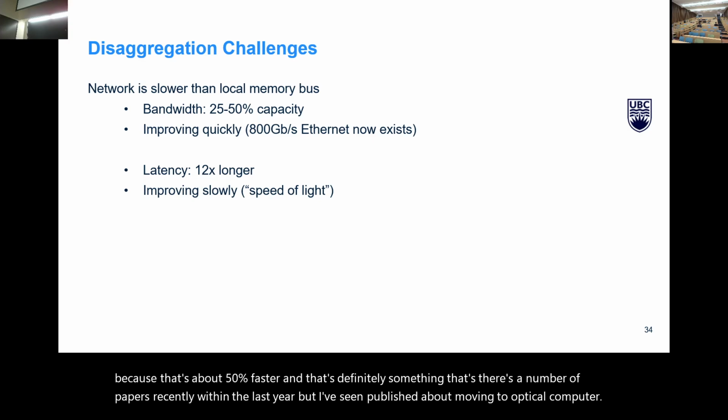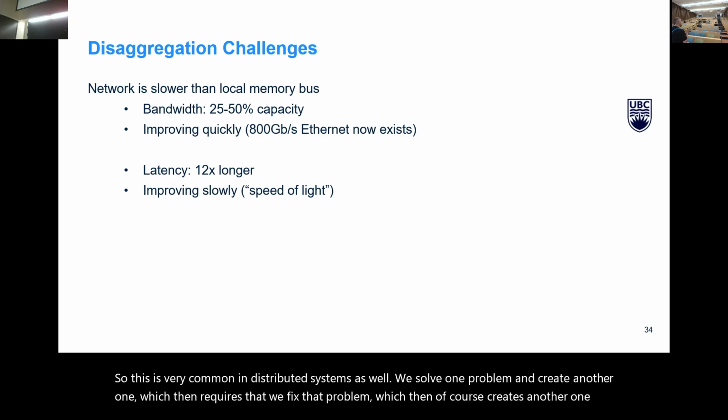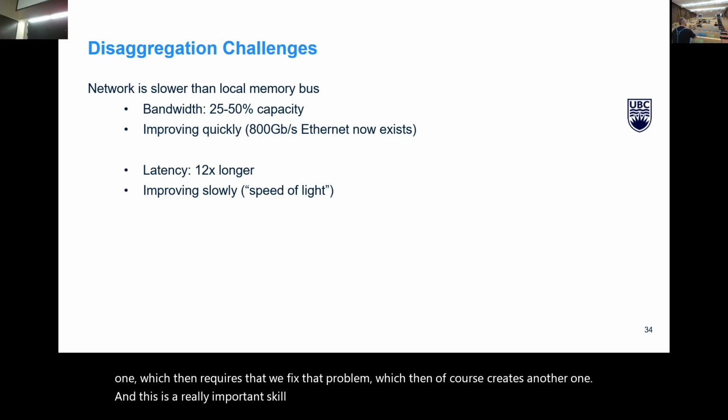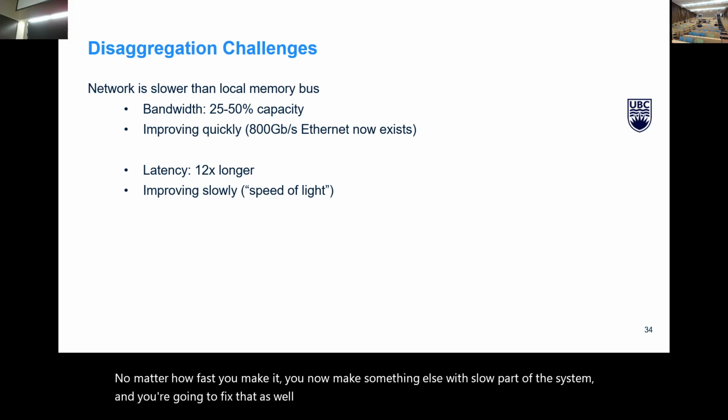So this is very common in distributed systems as well. We solve one problem and create another one, which then requires that we fix that problem, which then, of course, creates another one. And this is a really important skill to learn as a distributed systems developer because it provides you with job security. No matter how fast you make it, you've now made something else the slow part of the system, and you're going to have to go fix that as well. There is always a bottleneck, always.